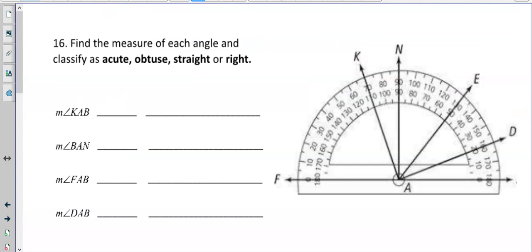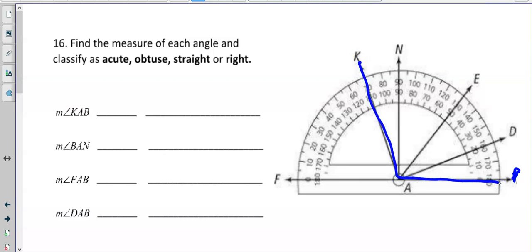Hey, we're almost there. Number 16. Find each angle measure and classify: acute, which means less than 90; obtuse, bigger than 90; straight, 180, a straight line; or right, which is 90. Okay? So KAB, this is B, it got cut off. So KAB is this one right here, KAB.